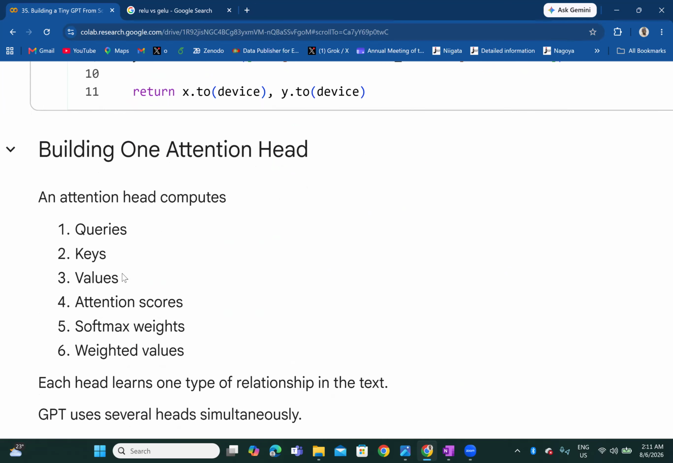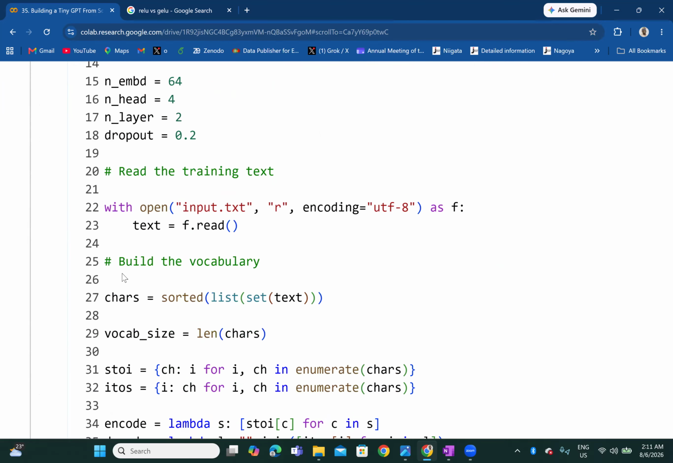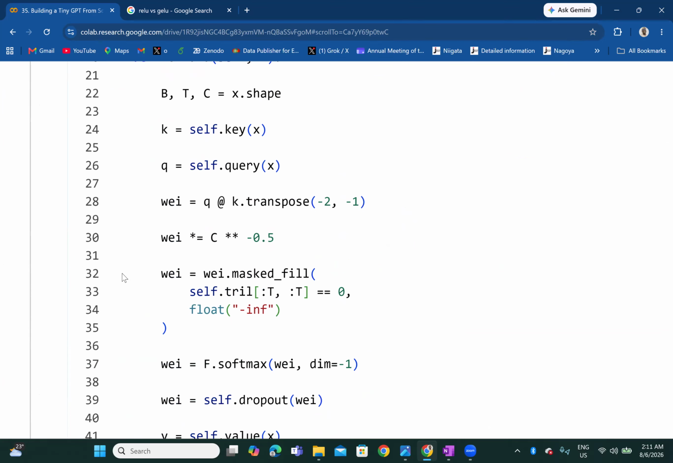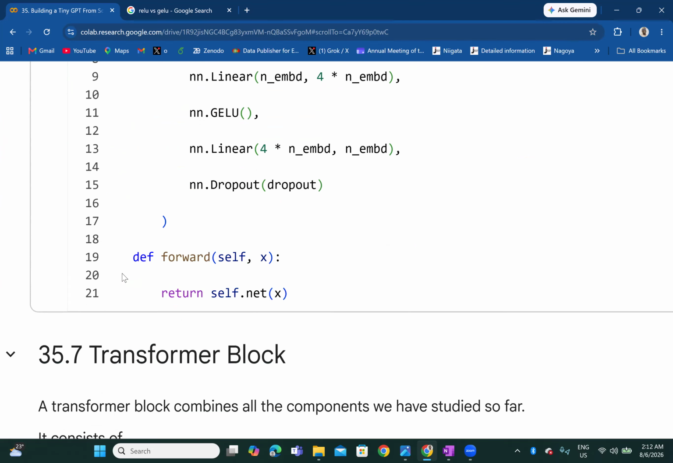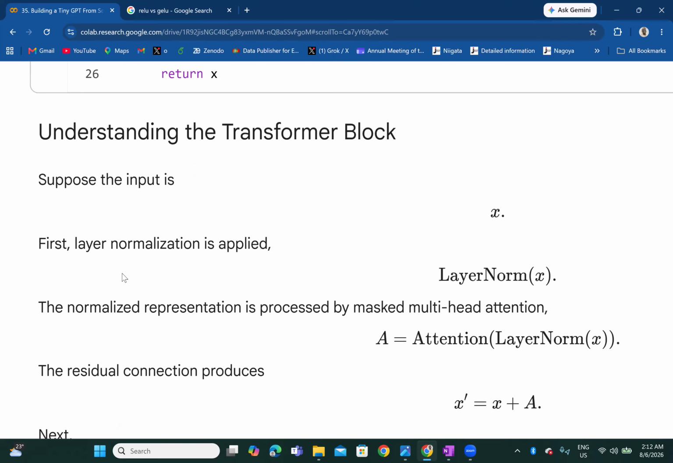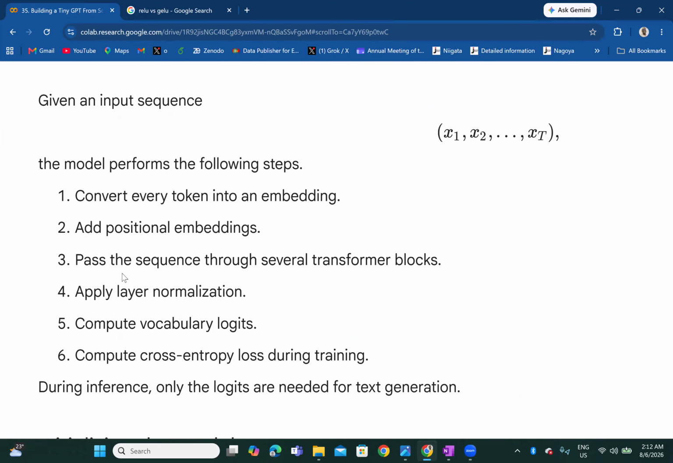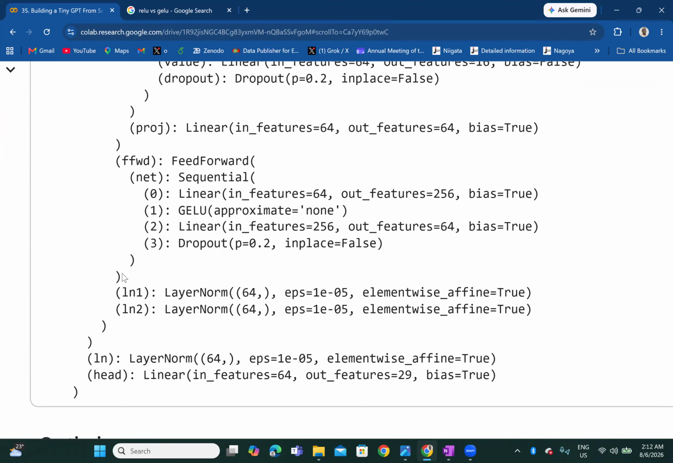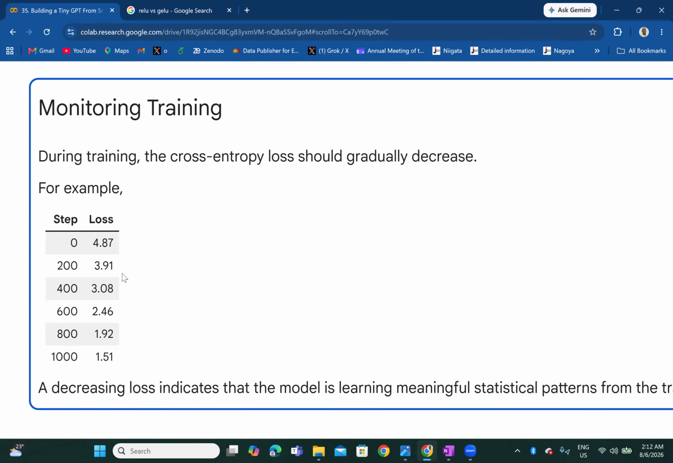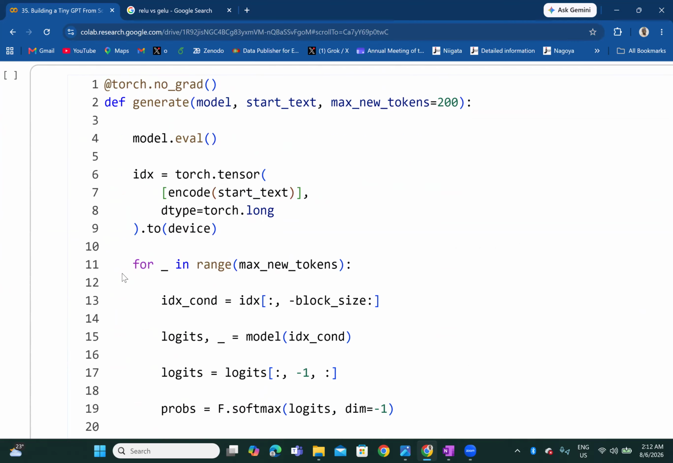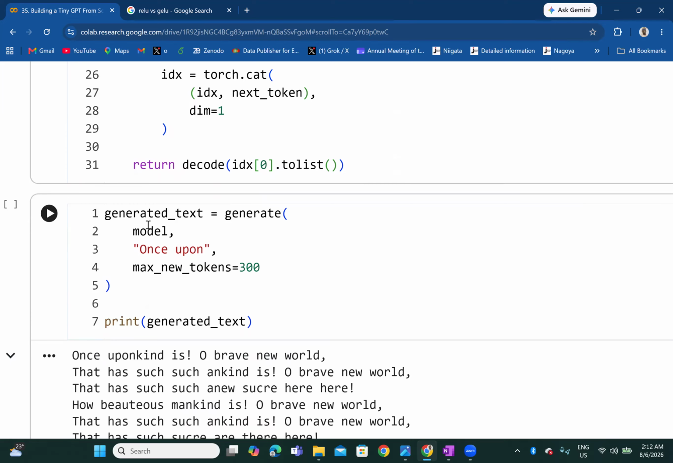So let's see what happens. Let me just say how many. But first, let's see what happens with once upon a time. Let's see what it does with that idea because it was trained on that text. When we go for how many this time, let's see how that works. Yeah, so now you have generated text.